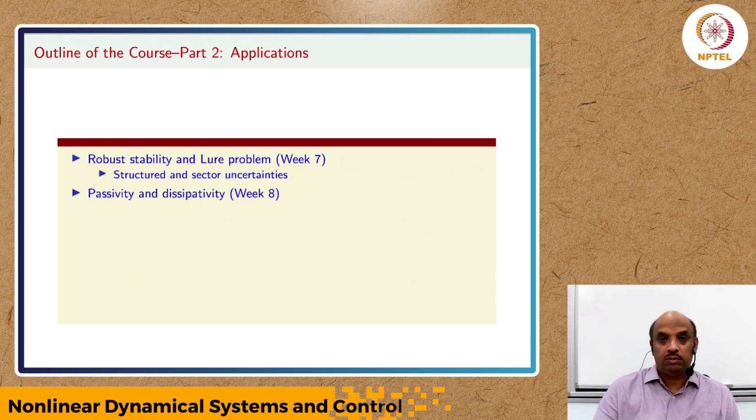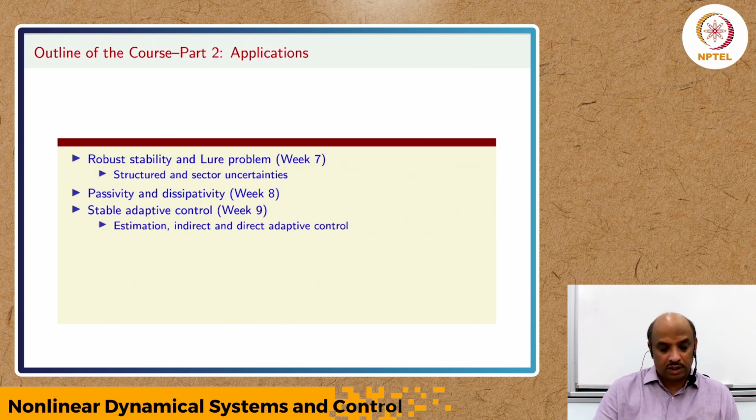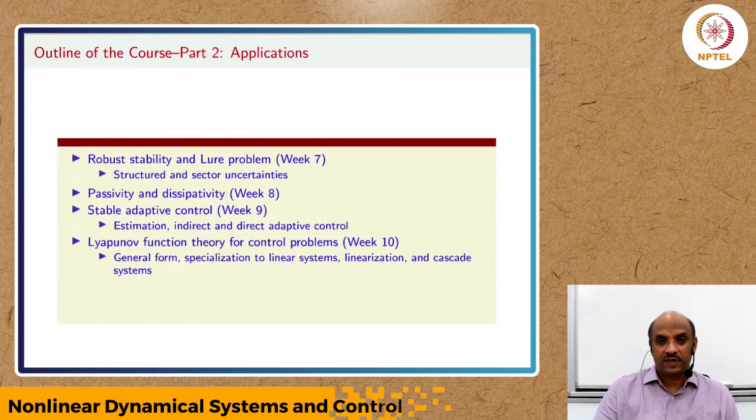And then in week 9, we will actually look at control examples, specifically something called adaptive control, which is quite useful in applications. There are 1 or 2 different types of adaptive control, and we will discuss all those things in week 9. And in week 10, we will see how all this theory applies to general control problems. Again, linear systems and linearization become important, and specific classes of systems called cascade systems become important.